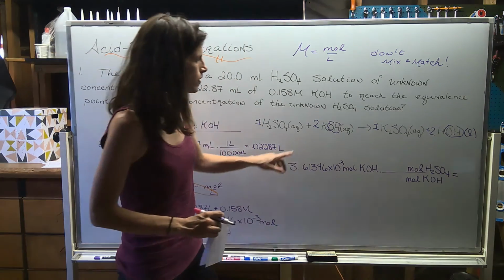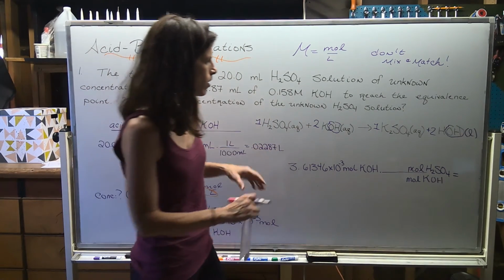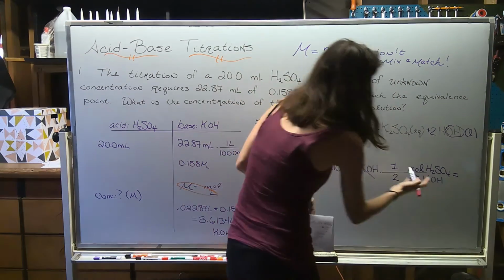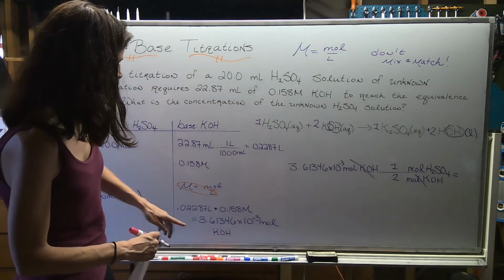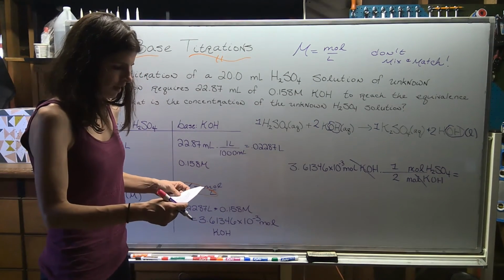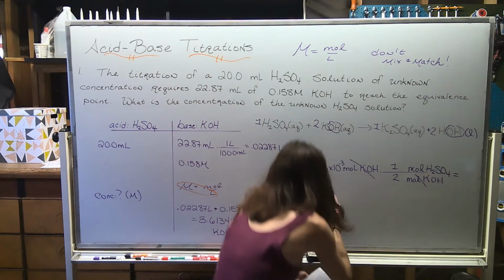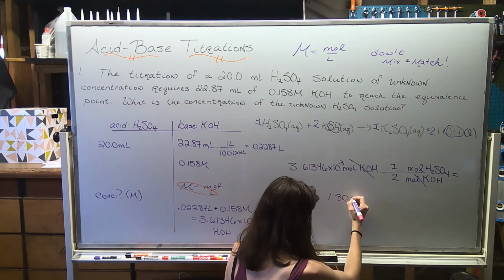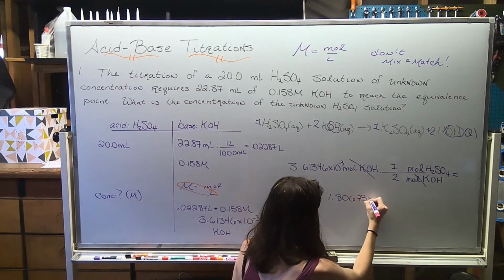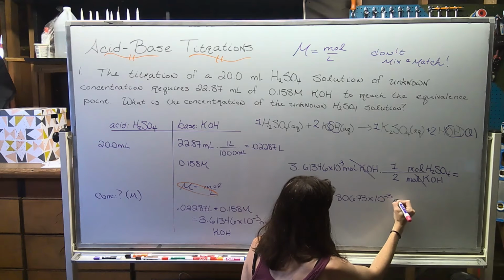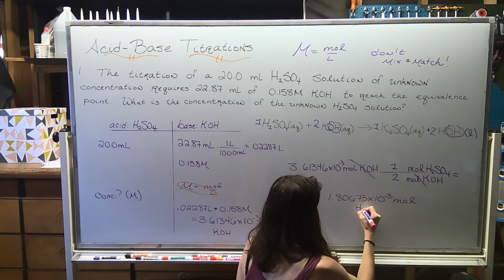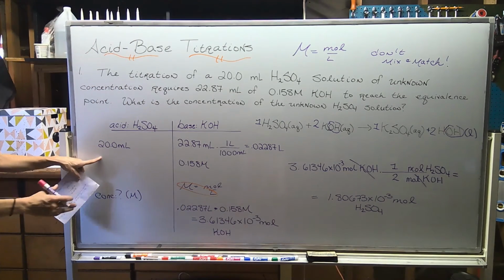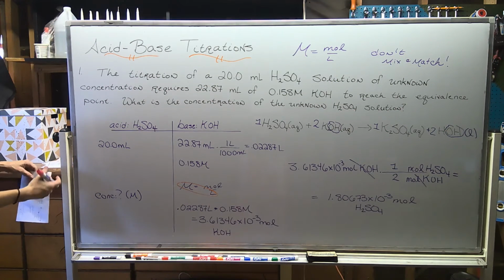I'm going to grab the coefficients of my balanced equation. So I have a 2 here and a 1 here. So that basically means in order to get the moles of sulfuric acid, I have to divide the moles of potassium hydroxide by 2. And at that point, I got 1.80673 times 10 to the negative third moles of H2SO4. Since that information is about the sulfuric acid, I can put it over here on my T-chart.